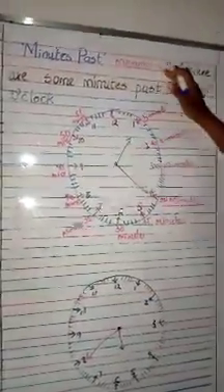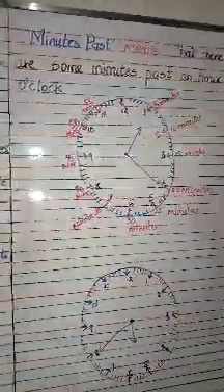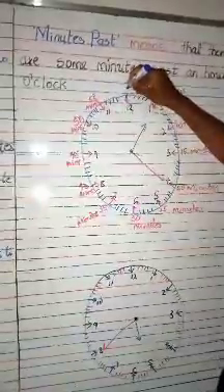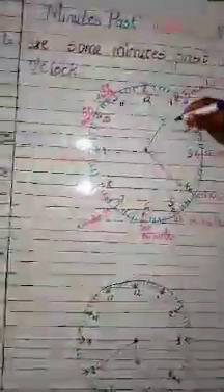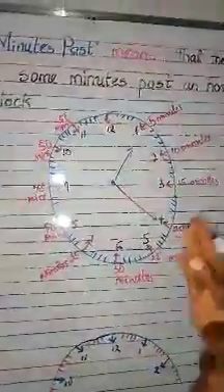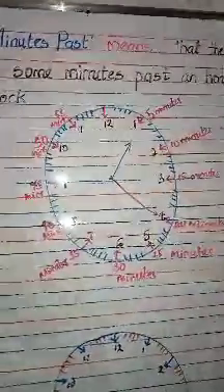Now let's go over to minutes past. Minutes past means that there are some minutes past an hour. Now, it is no longer o'clock. The minute hand is no longer standing at 12. It has moved a little bit away, and even the hour hand is not at a particular hour. It is also drifting away, showing you that it has passed that hour o'clock. Did you get that? Good.